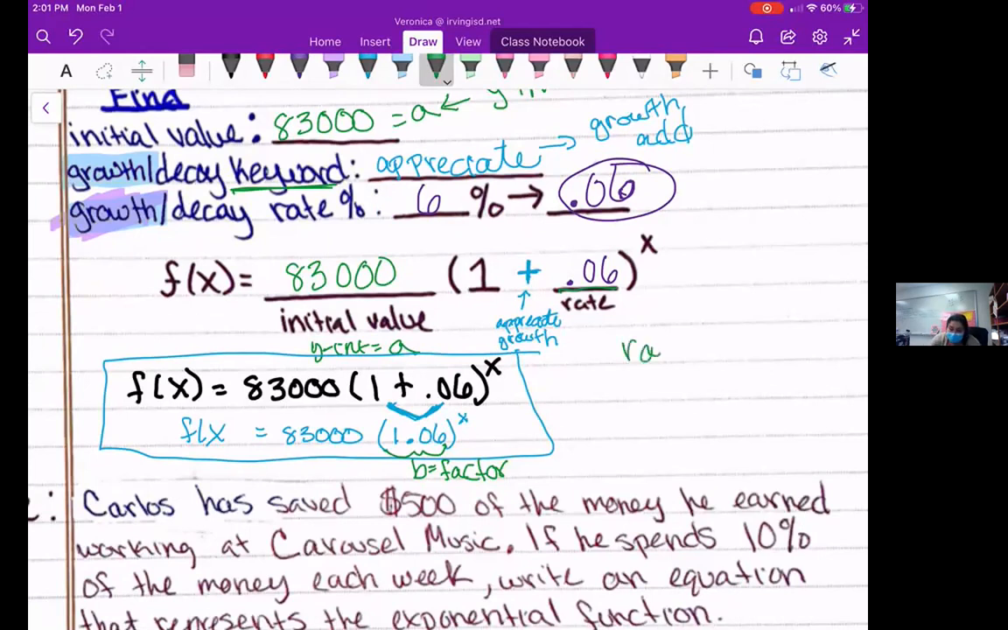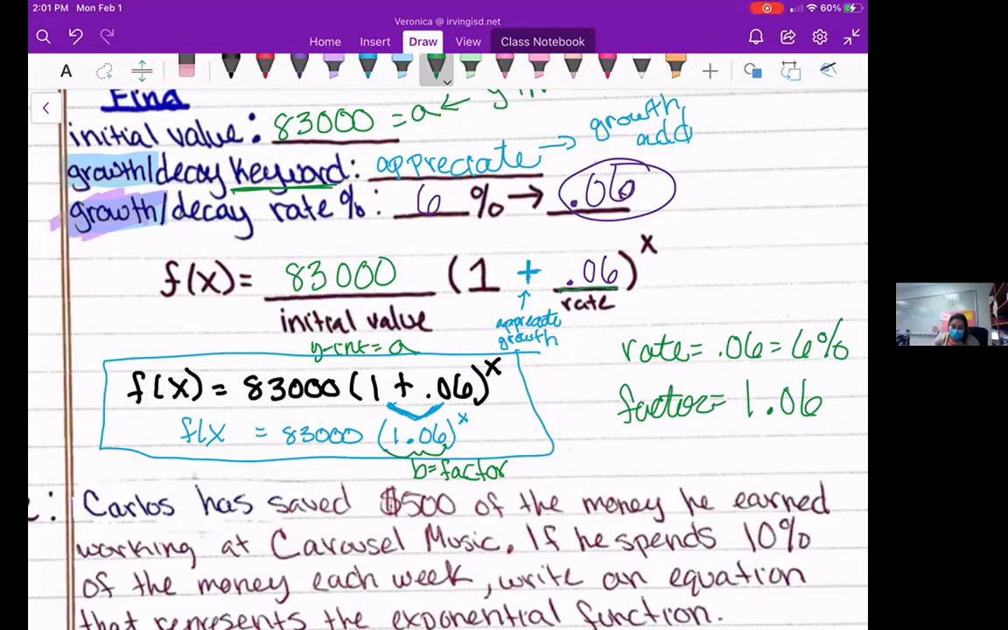So what do we know here? We know that our rate was 0.06, which is 6%. And because of that rate, it made my factor 1.06. We need to make sure we understand the difference between a rate and a factor. In order to have your factor, your rate has to be there.